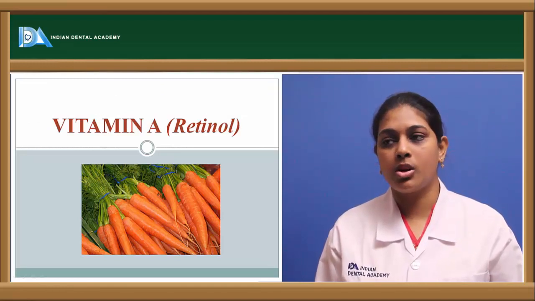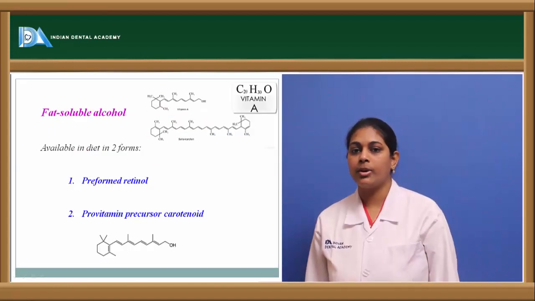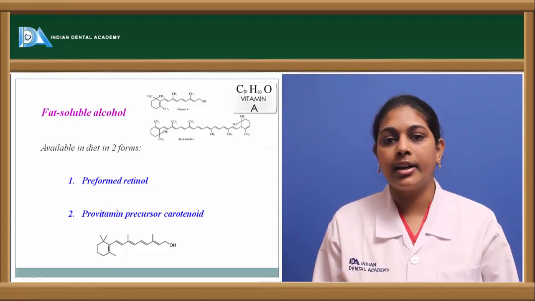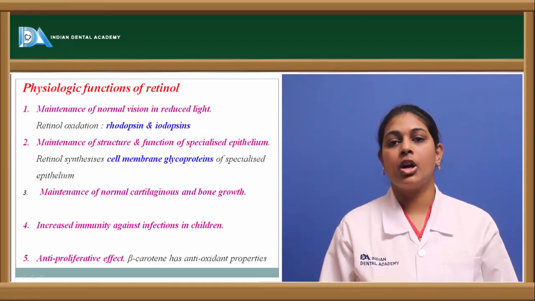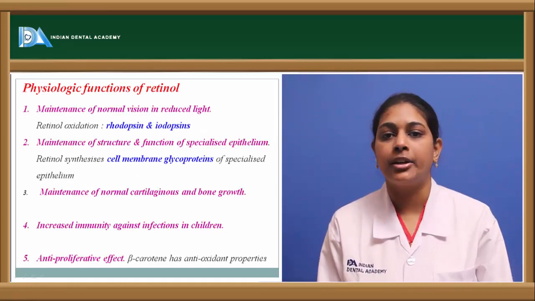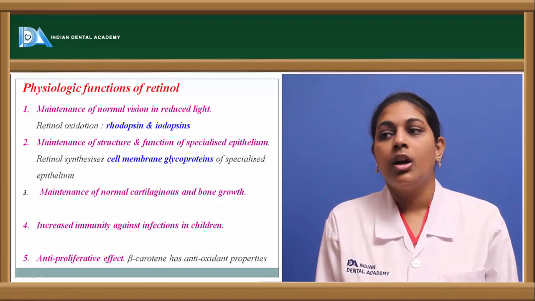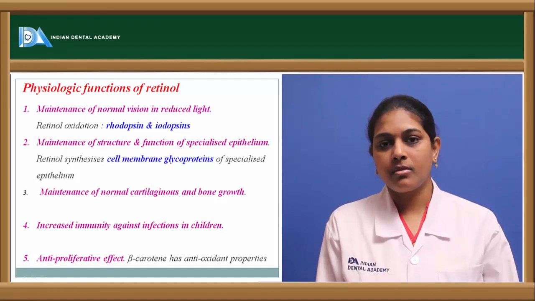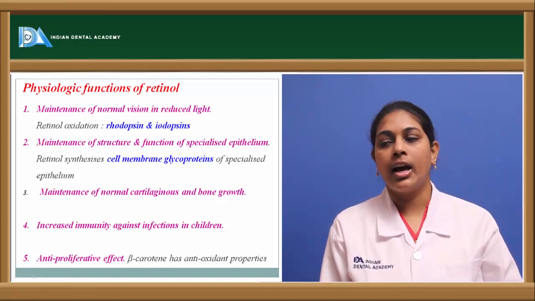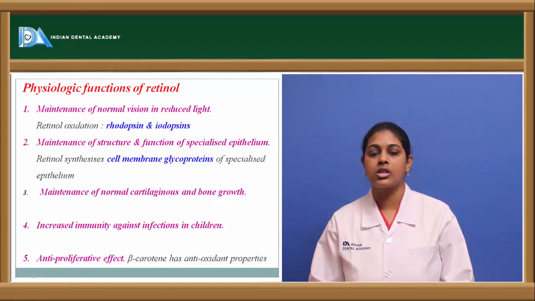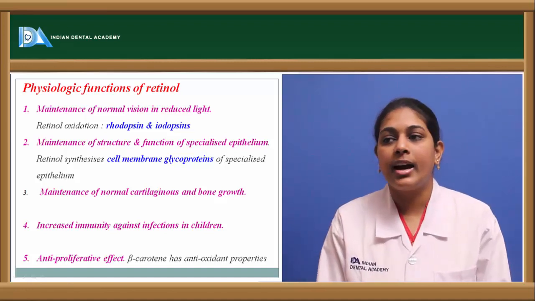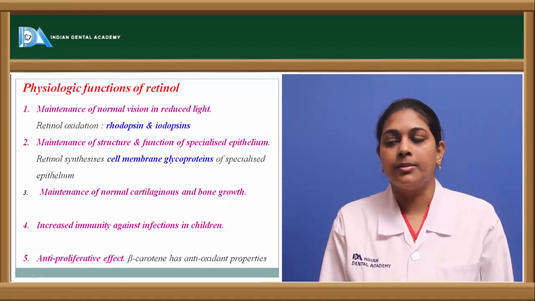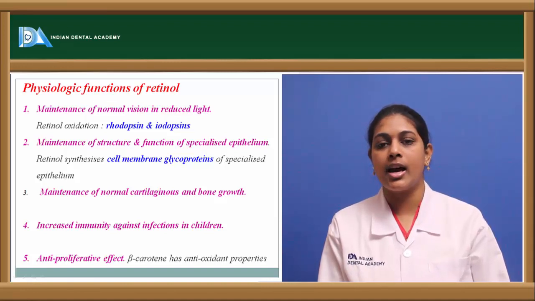Coming to vitamin A, which is also known as retinol, it is a fat-soluble alcohol and is usually present in the diet either in the form of preformed retinol or as a provitamin precursor carotenoid. So these are the two forms of vitamin A. Coming to the physiological functions of retinol, that is vitamin A, it helps in maintaining vision. Retinol, by oxidation, provides two pigments, rhodopsin and iodopsin, and these structures are present in the rods as well as the cones.